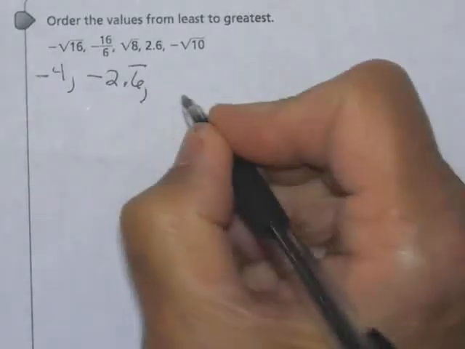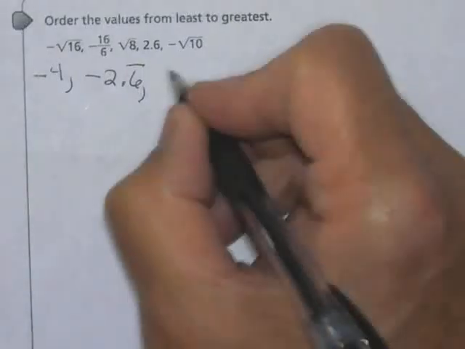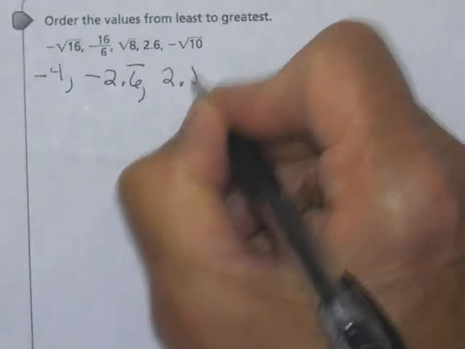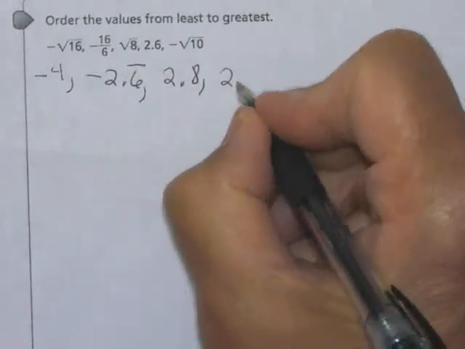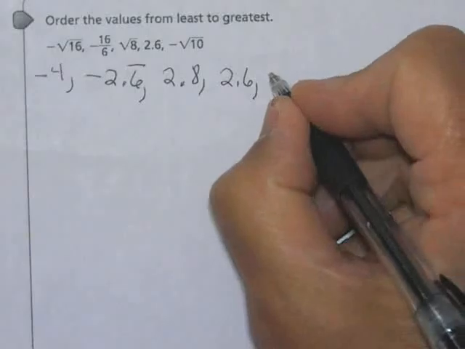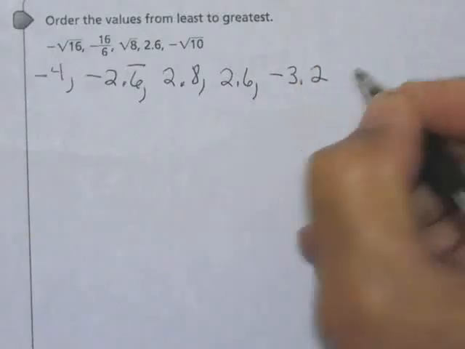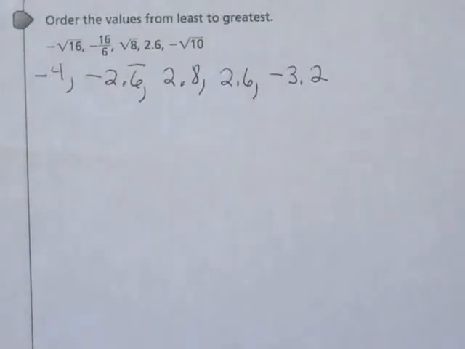The third one is the square root of 8. If you were to do this on your calculator, you would see that the square root of 8 is approximately 2.8. 2.6 is, of course, already a decimal. And lastly, we have the opposite of the square root of 10, and that is approximately -3.2. I did these on a calculator, like I did in my earlier examples. Now I need to order them, and I'm going to use them in their original form.